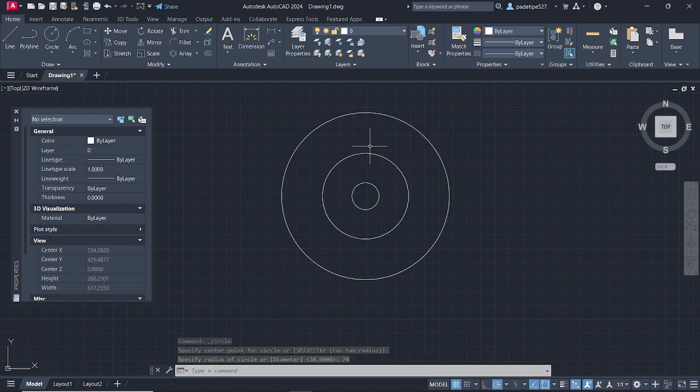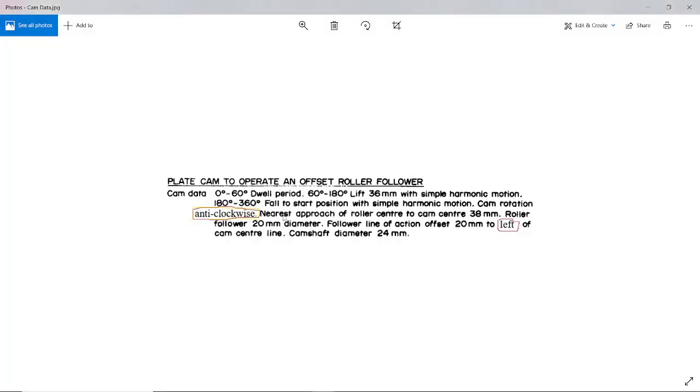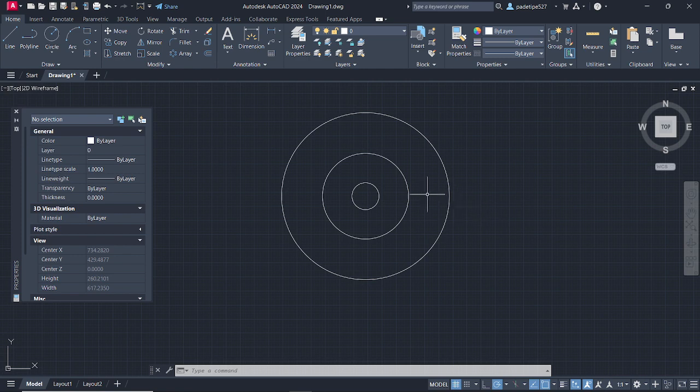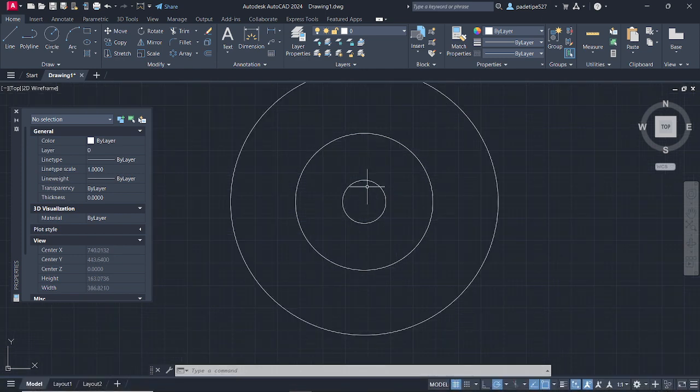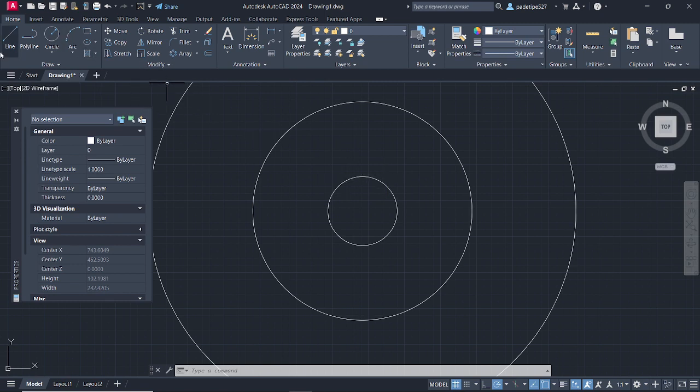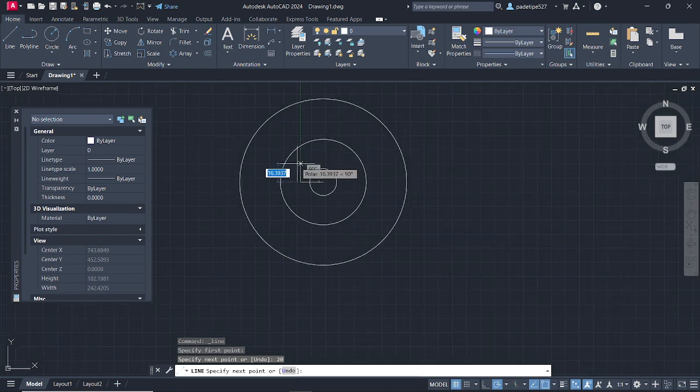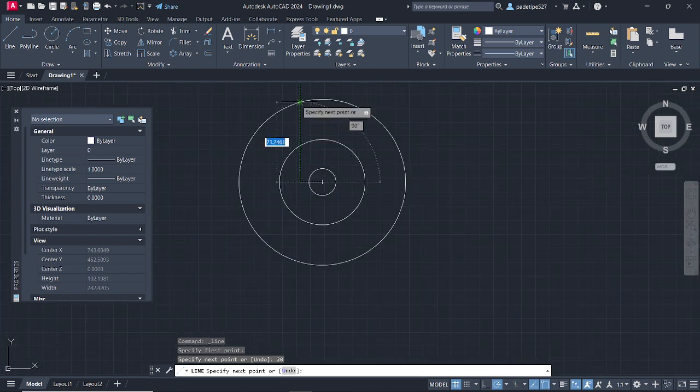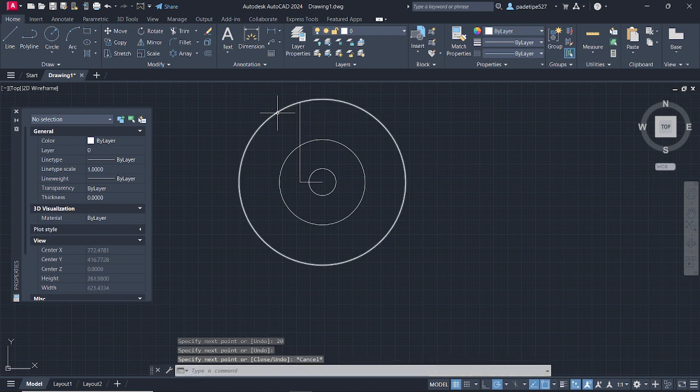Now the next thing we have to do is follow this part that says the nearest approach of the roller center to the cam is 38. We said the follower line of action offsets 20 millimeter to the left of the cam center line. What that means is this, and that's going to make us draw what we call the follower circle also. From the center of the camshaft, we go 20 millimeters to the left. Now the next thing is to trace these 20 millimeters up. This point signifies your zero or starting position.